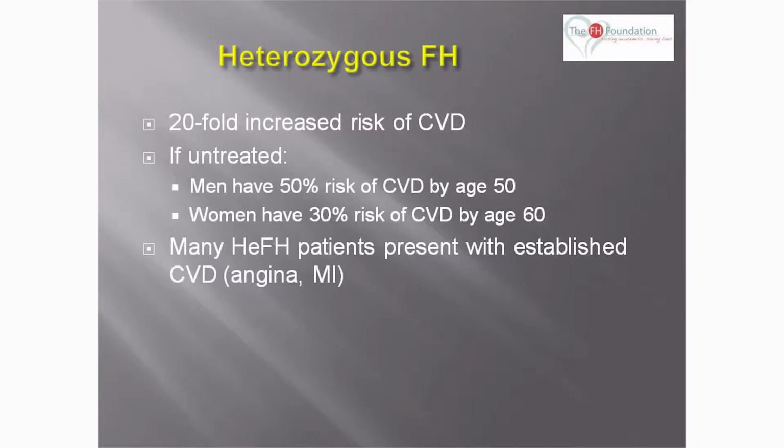In the heterozygous FH patient, or the HeFH patient, these people are at very high risk too, so we shouldn't ignore them. They have a 20-fold increased risk of cardiovascular disease, which is pretty substantial. If untreated, men have a 50% incidence of cardiovascular disease by the age of 50. That's 50% by the age of 50. Women, 30% by the age of 60. So it's a very, very significant risk.